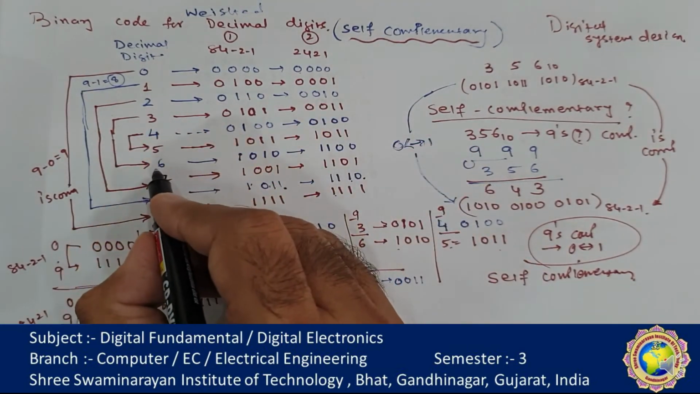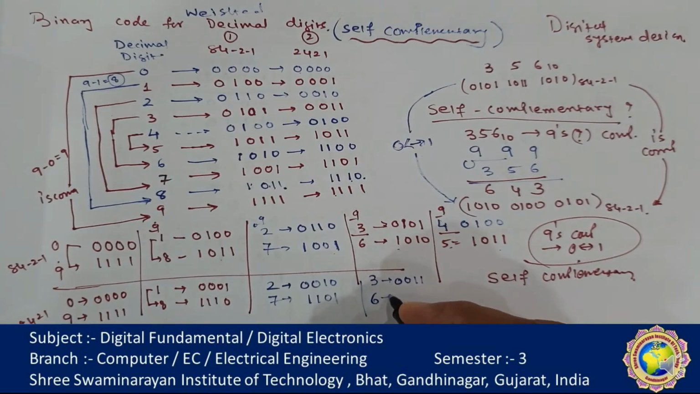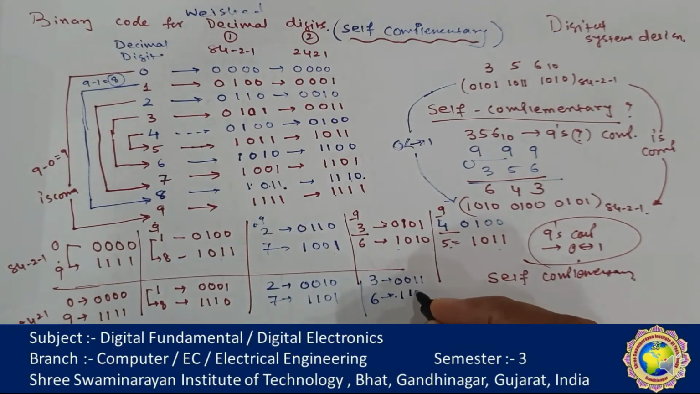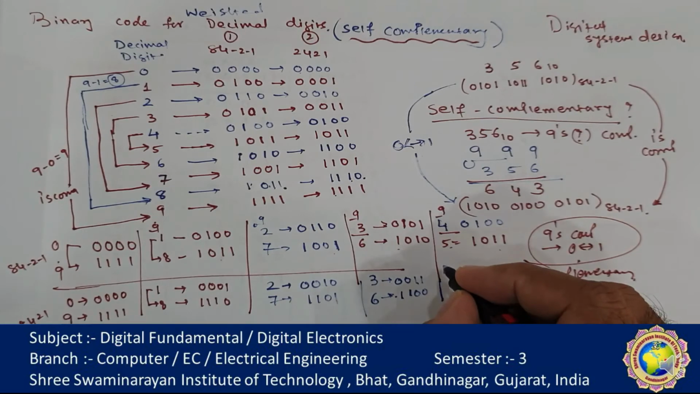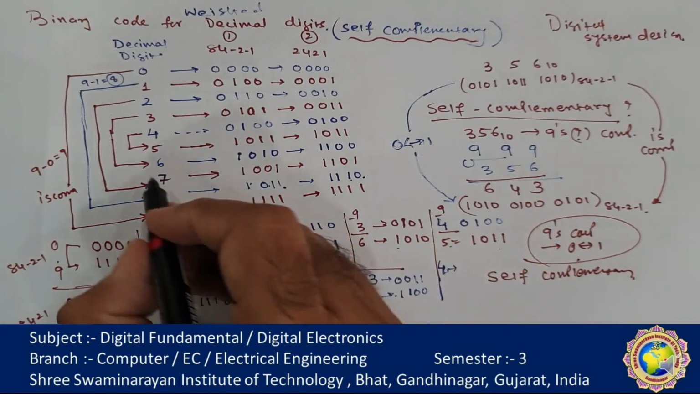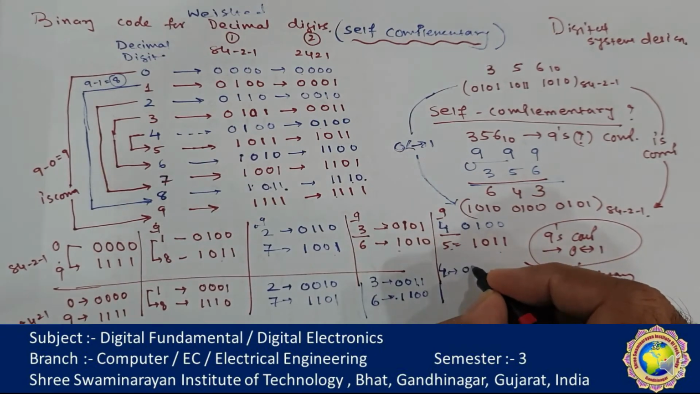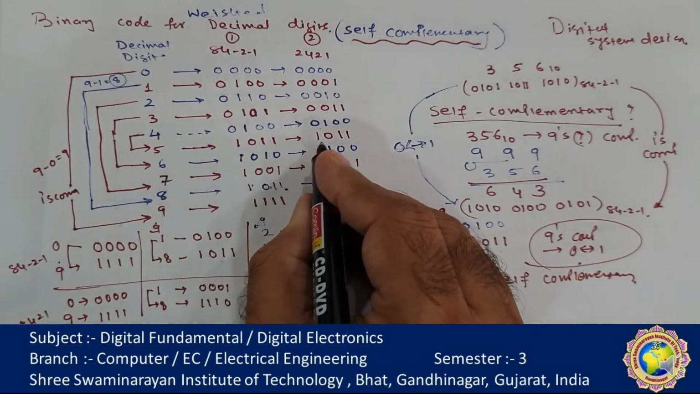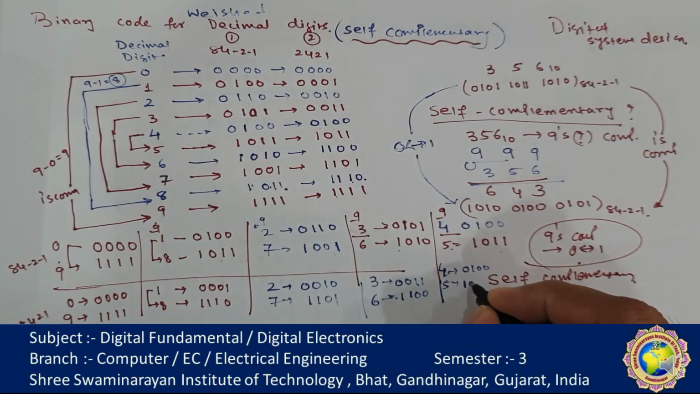What is the 9's complement? 6. The 9's complement of 3 is 6, and 6 is equal to 1 1 0 0. So see, 0 is replaced by 1, 1 is replaced by 0. And 4 and 5. So 4 is equal to 0 1 0 0, and the complement is 5, and 5 is equal to 1 0 1 1.